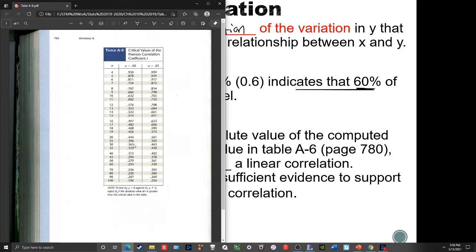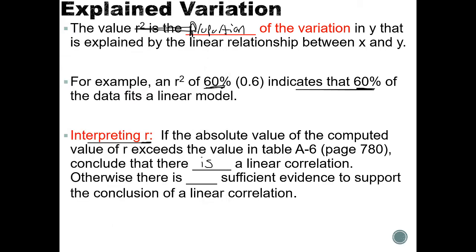So if it's above this value here, this is what we call the critical value. If it's above the critical value, then hey, there is a linear correlation. Otherwise, there is not evidence to show that there is a linear correlation. Again, it's kind of like failing to reject or rejecting in terms of hypothesis testing.